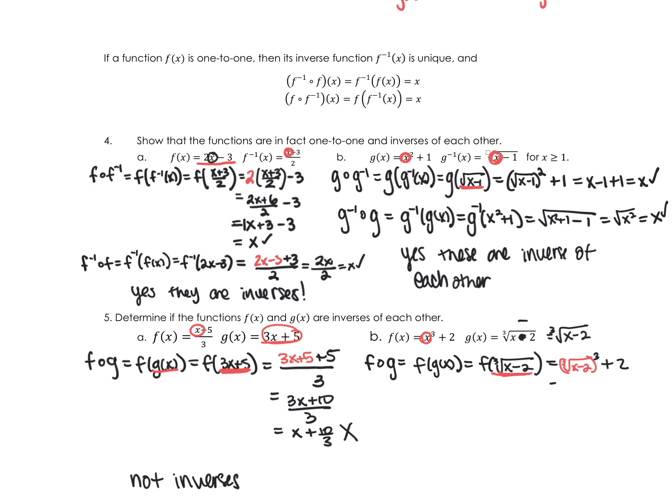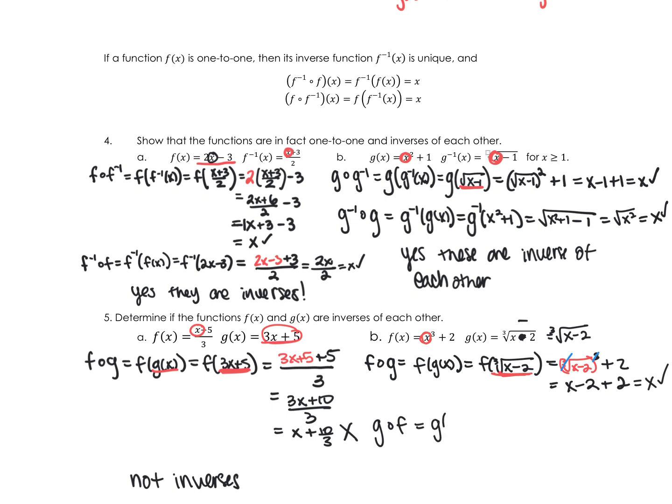So we'll start with the exponents because PEMDAS says start with the exponents. So we'll cube the cube root. Well, that will undo it. Those will cancel each other out. So you'll just be left with x minus 2. Then you have your plus 2 on the end, and minus 2 plus 2 is equal to 0. So that'll just be equal to x. And then we've got to check the other way as well.